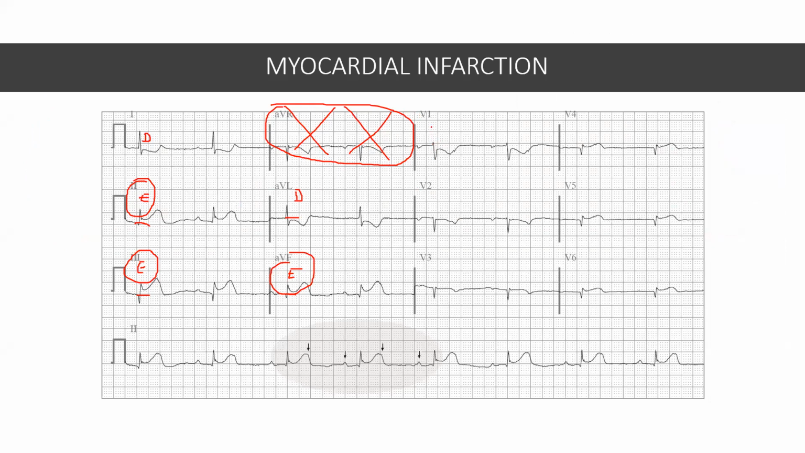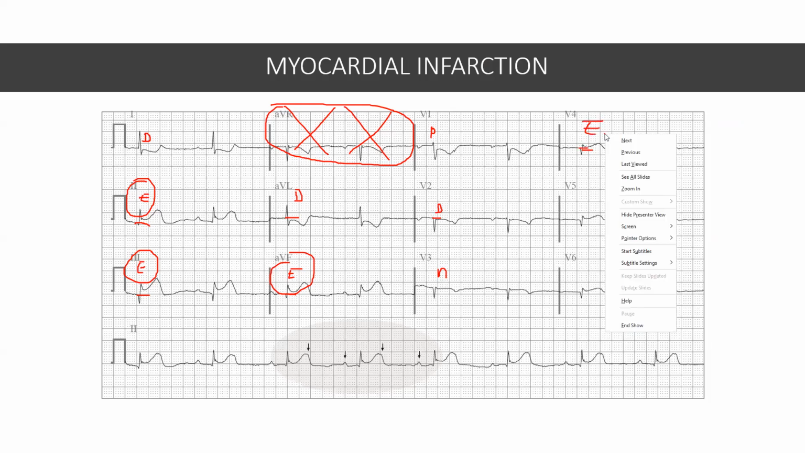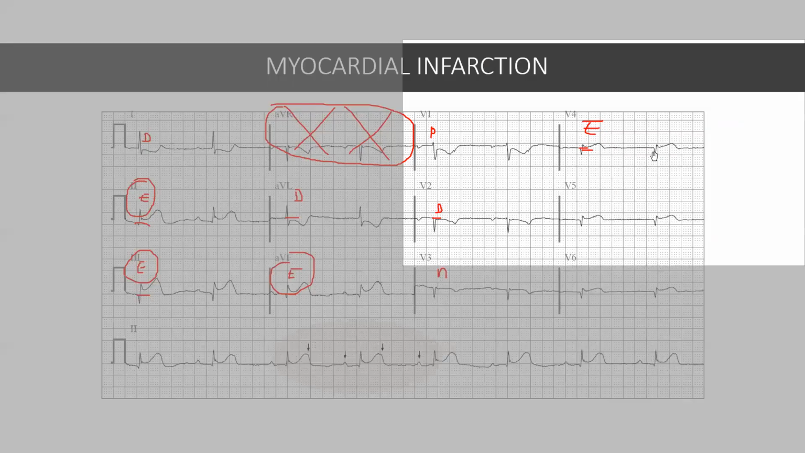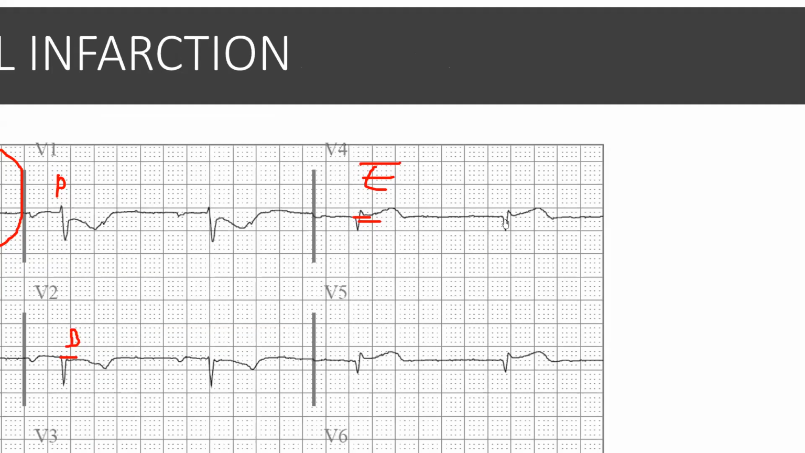V1 is depressed. V2 is depressed also. V3 seems to be normal. V4 seems to be elevated, but it is not significant. Why is it not significant? Why is V4's ST elevation not significant?